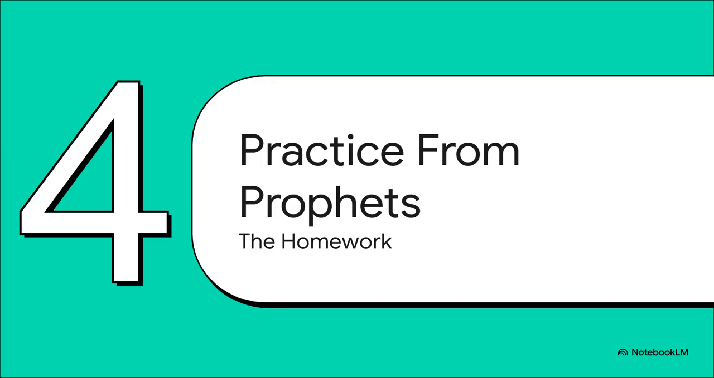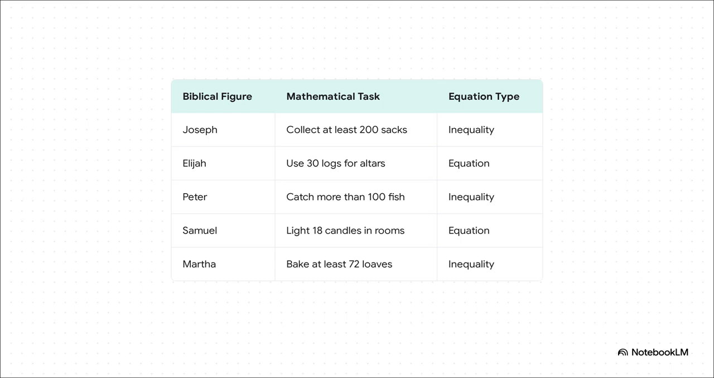Okay, so once the students have worked through these examples with the teacher, it's their turn to fly solo. Let's check out what the homework looks like. This table really lays it all out nicely. You can see they're pulling from all over the place. We've got Joseph, Peter, Martha, and look at the mix of problems. Joseph needs at least 200 sacks of grain. So what's that? An inequality. But then Elijah uses a total of 30 logs, which means it's an equation. So the whole point of the homework is for the students to get really good at reading the story carefully to figure out which tool they need to use.